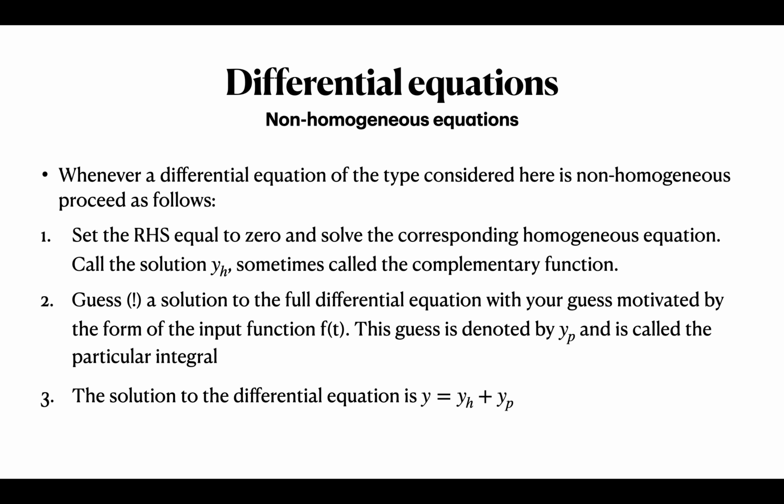What you do is you guess a solution. But your guess is going to be motivated by what the input into the analog system is. I'll show you, we're going to do 2 examples now, and it will make clear what this is. This solution is called the particular integral, and we're going to denote it by yp for obvious reasons. Then the solution of your differential equation is the sum of yh, the homogeneous solution, plus yp, which is your guess. And that's the solution.